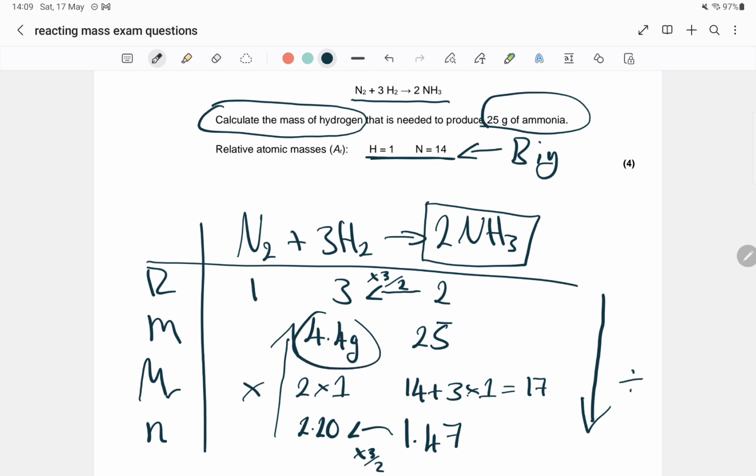As mentioned before, please just circle your final answer or make it clear what your final answer is.